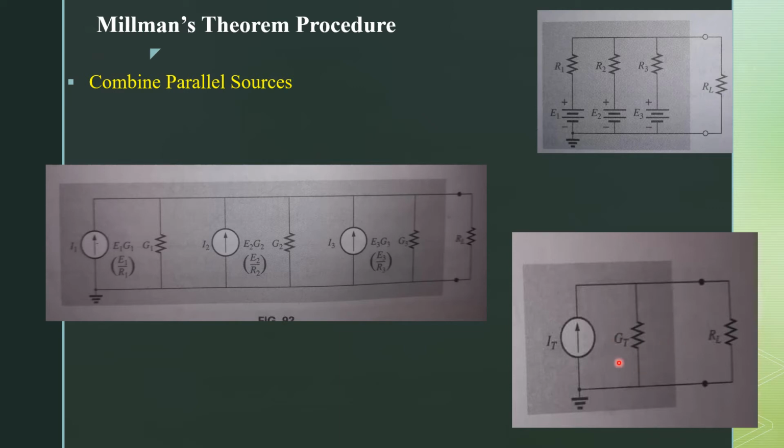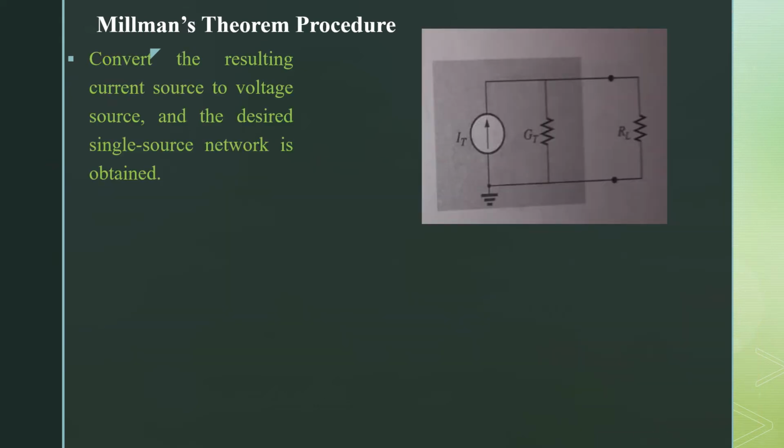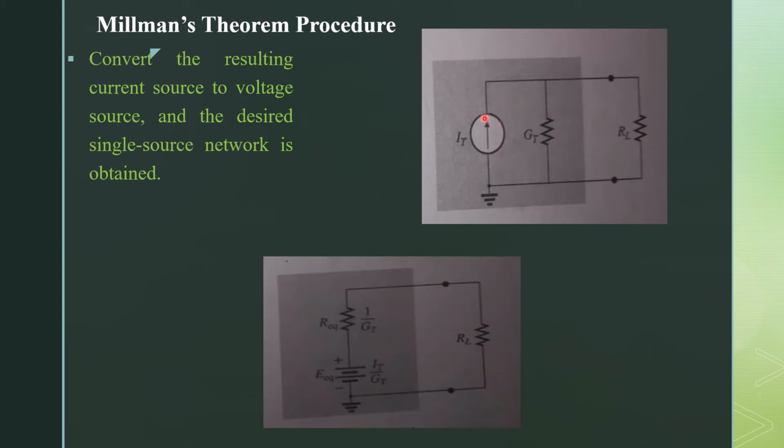Now you will see that we have a simple current source in this circuit. Now, in the third step, convert the resulting current source to a voltage source and the desired single source network is obtained. You can convert that current source to the voltage source, and you will see that you have replaced the three different voltage sources with a single voltage source with a single internal resistance.